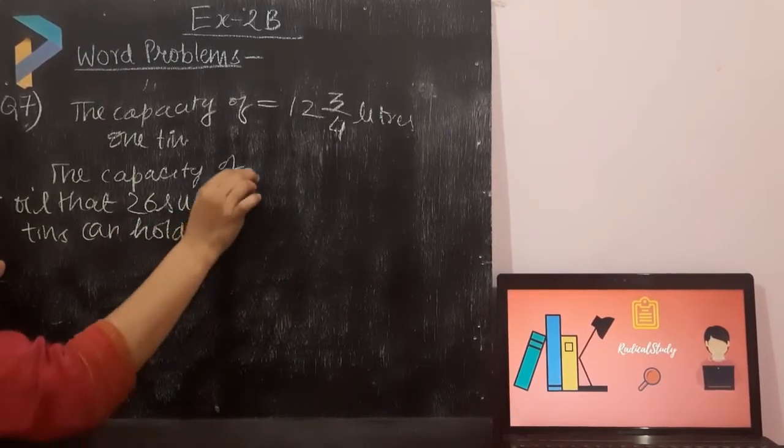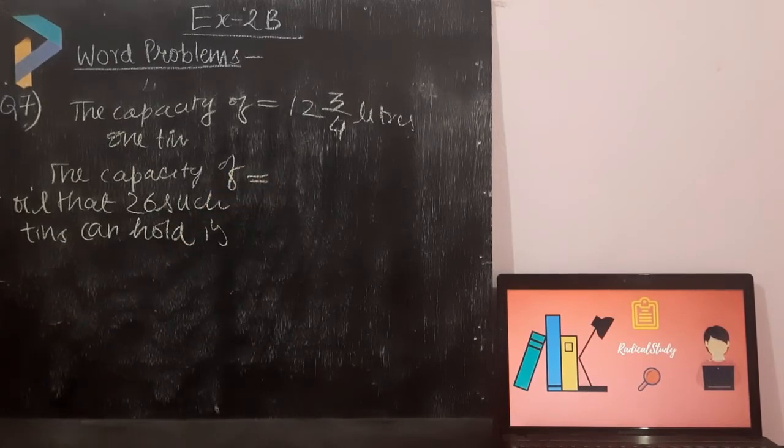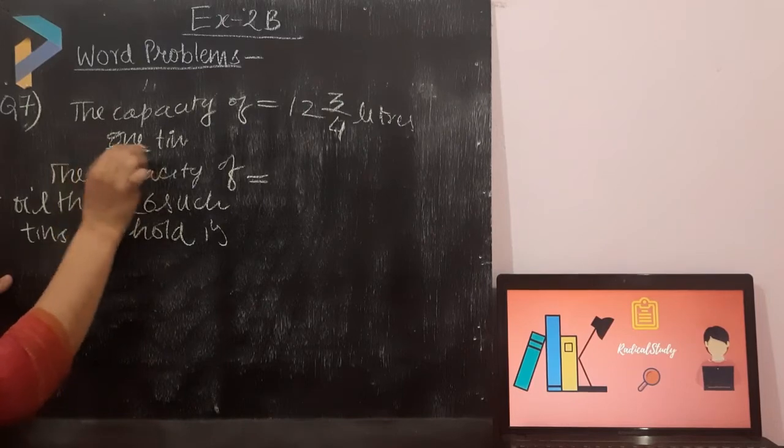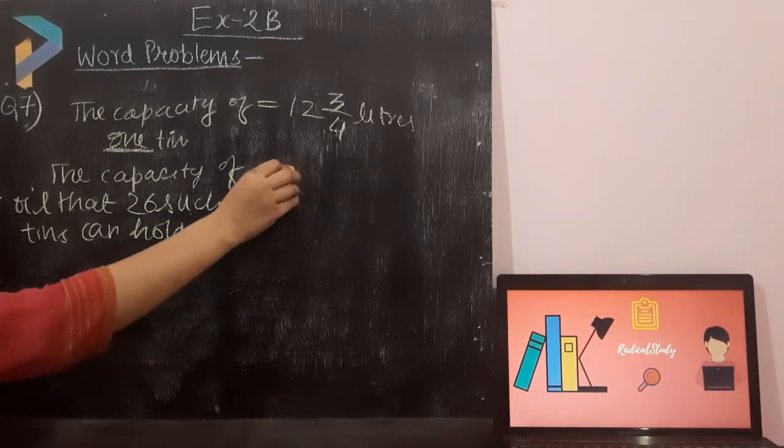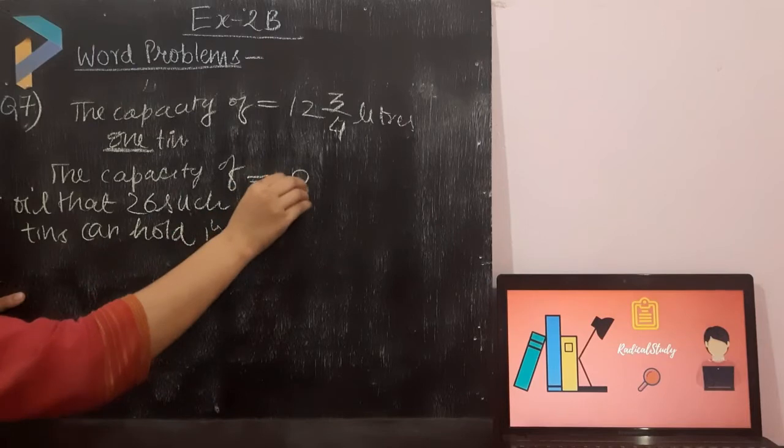is, अब आपको वो कैपेसिटी निकालनी है कि कितना ऑयल जो है 26 टिन्स में आएगा. So already the capacity of 1 tin is given to you. So you have to find out for more. M as in more and M as in multiply. So what you have to do? You have to multiply it.